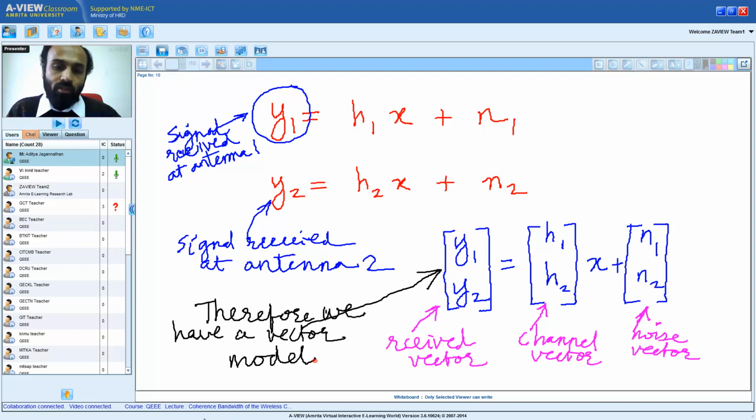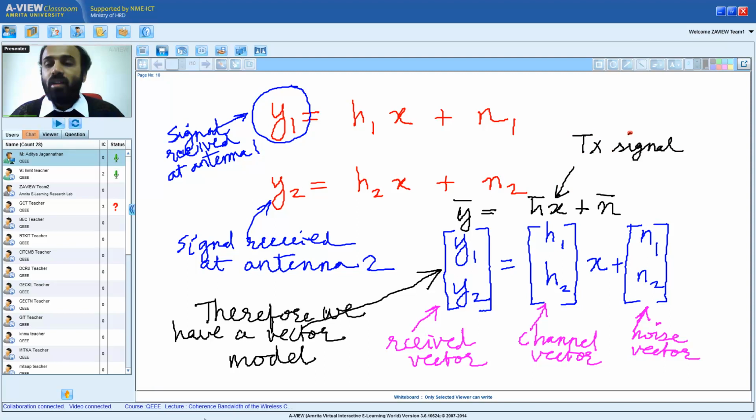Therefore, I have two signals y1, y2. If I put them together as a vector, I have a vector communication system. So y1, y2 form the channel vector y. In fact, I can write this as vector y bar is equal to h bar times x plus n bar, where x is the transmitted signal and n bar is the noise vector.